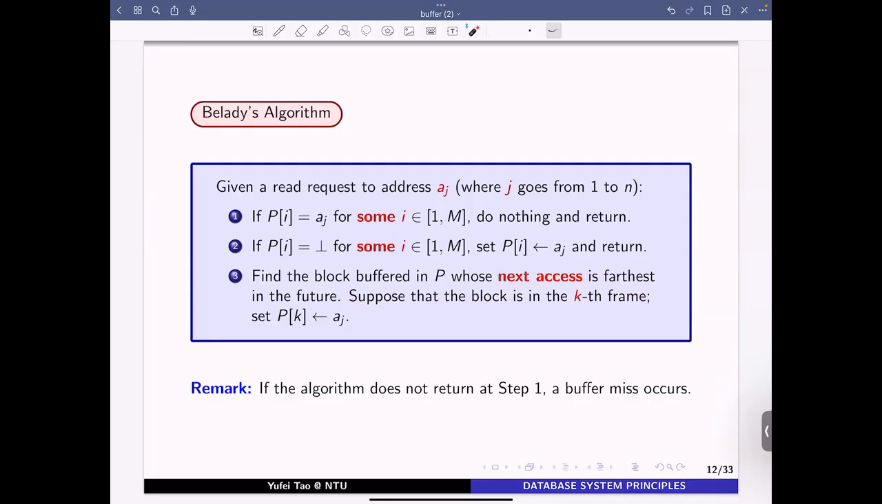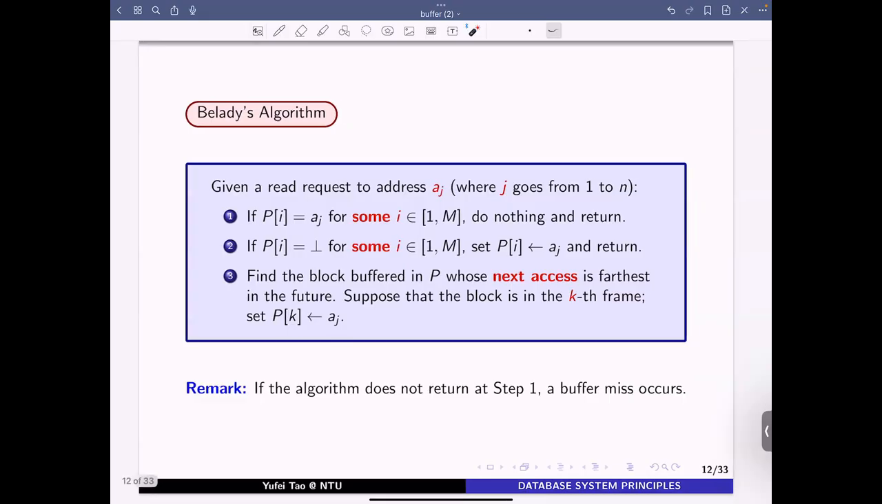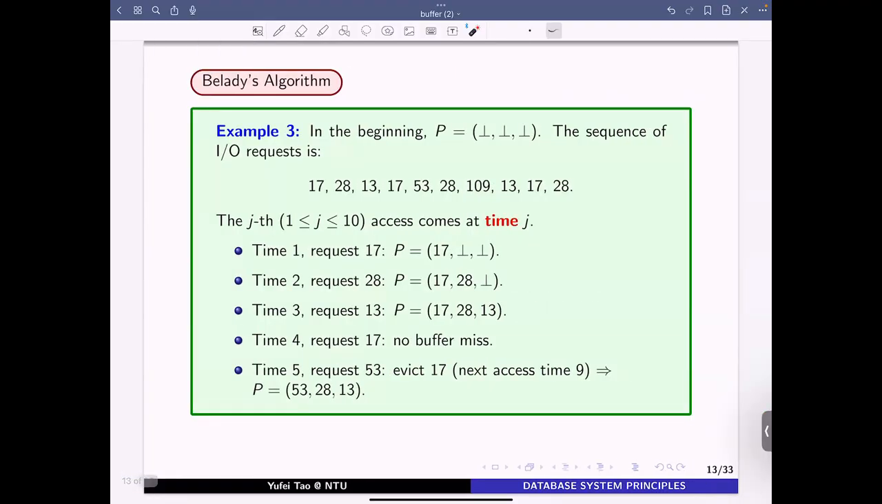We'll see an example to illustrate the algorithm, but if you want the formal description, here it is. All right, now let's see how the algorithm runs. In the beginning, let's just say that P is empty, so nothing yet. The sequence of I/O requests is this. Now remember, all these are addresses. As you can see, it's pretty long: 10 of them, and some addresses appear multiple times.